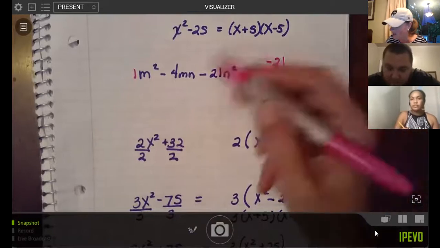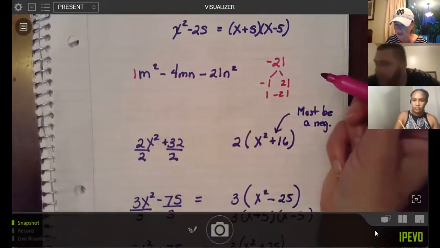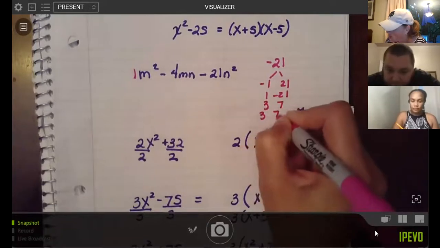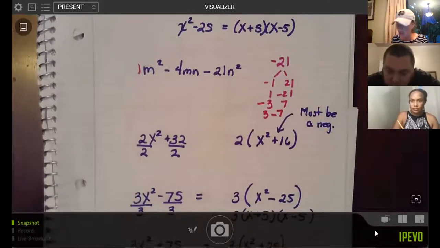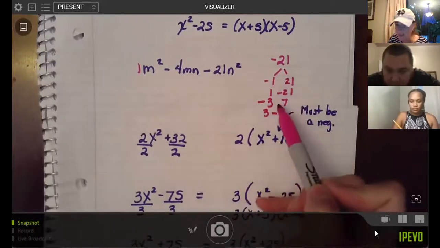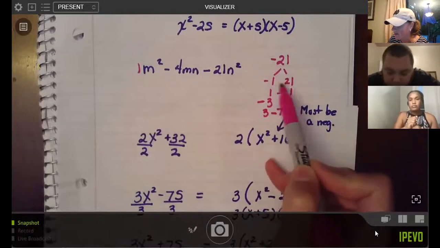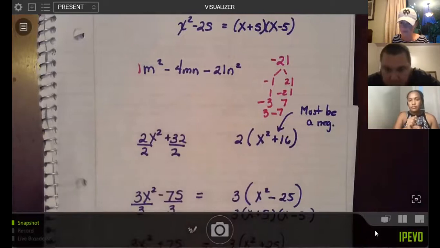Okay, and none of them add up to negative 4. So give me the other ones. There's only 2 more. 3 and 7. Okay, so do you see what I do is I just write them both down. Do you see why I'm making one positive and one negative? Because to get a product of a negative number, one has to be positive, one has to be negative. So which one adds up to the negative 4?